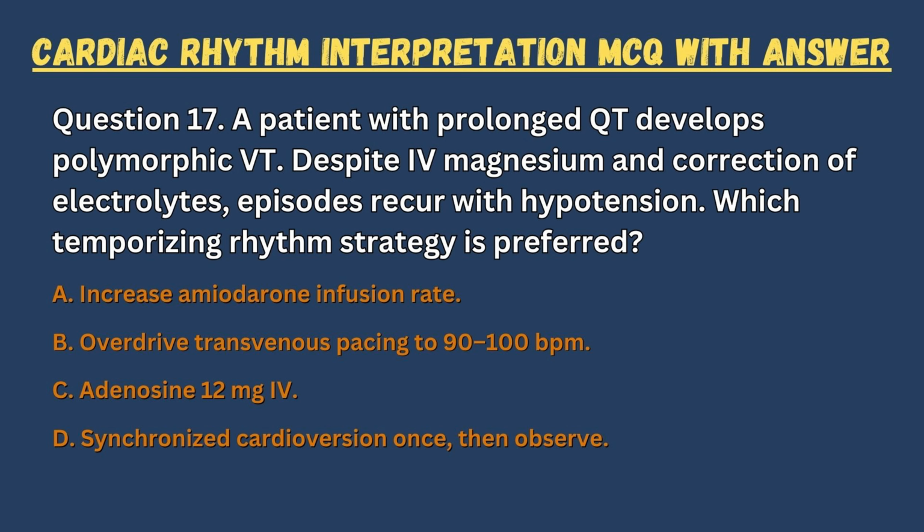Question 17. A patient with prolonged QT develops polymorphic VT. Despite IV magnesium and correction of electrolytes, episodes recur with hypotension. Which temporizing rhythm strategy is preferred? A. Increase amiodarone infusion rate. B. Overdrive transvenous pacing to 90 to 100 BPM. C. Adenosine 12 milligrams IV push, synchronized cardioversion once, then observe.